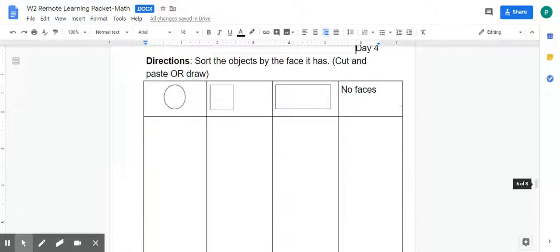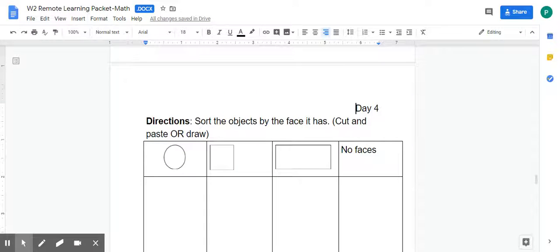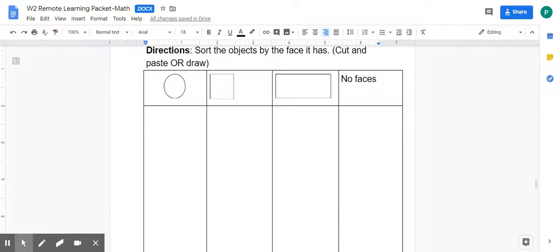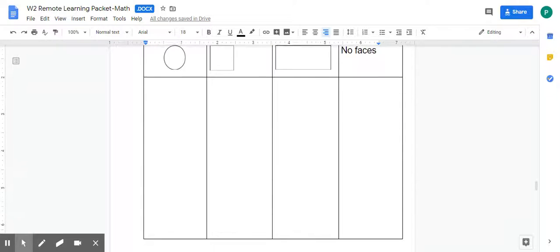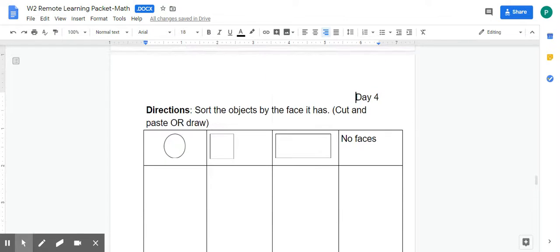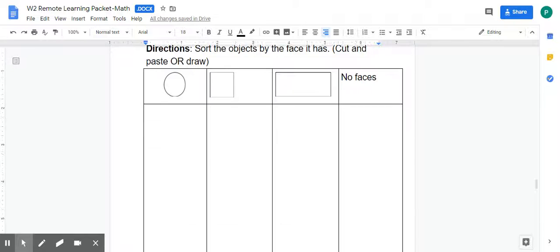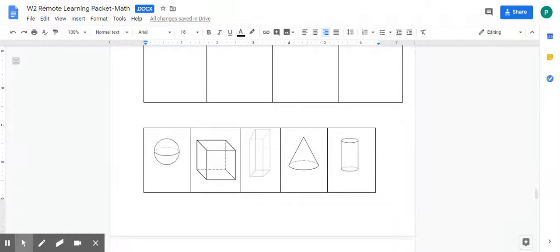Just scrolling to get to day 4. Okay, so day 4, we're now going to be looking at 3D shapes. And again, we're going to be cutting and pasting and sorting the shapes by their face. Remember, their face is the flat surface of a 3D shape. My directions say either cut and paste or draw. It's up to you depending on your materials.